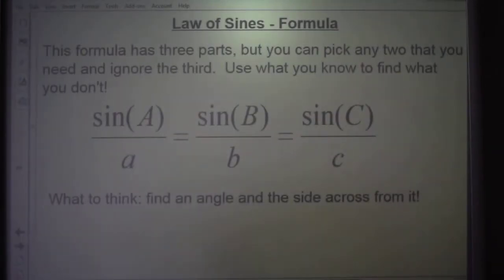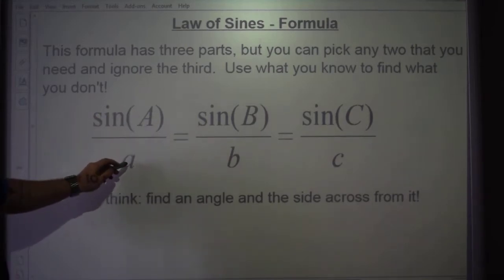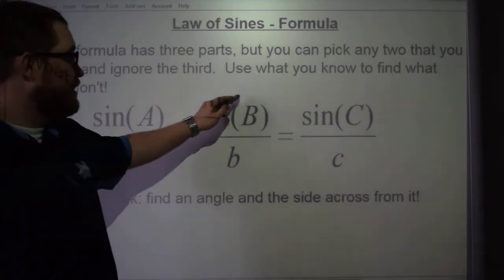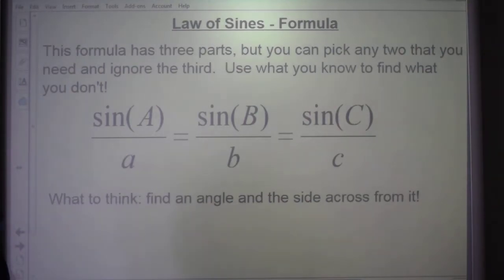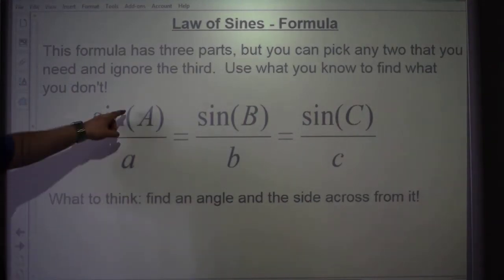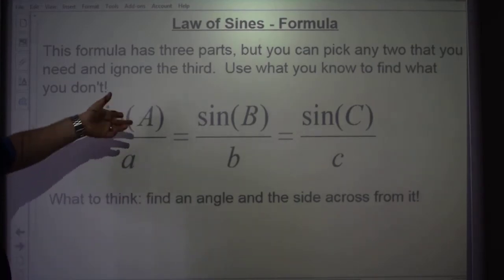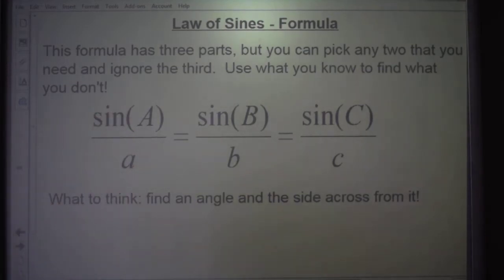Here's the formula. The sine of the angle over the side across from it equals the sine of a different angle over the side across from it. And it's the same for the third angle. Find an angle and the side across from it. Also, you could flip these if you wanted to. It doesn't change the problem.